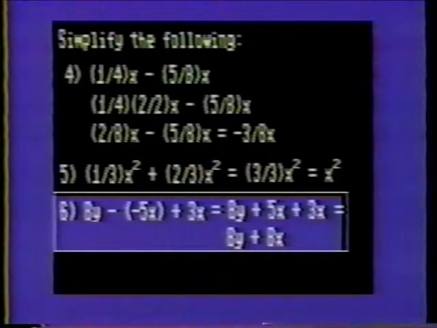Number 6. 8y minus negative 5x plus 3x. First, change the sign of minus negative 5x to get positive 5x, because an even number of negative signs results in a positive number. Because only 5x and 3x have the same literal coefficient, these are the only terms which can be added. 5x plus 3x is 8x. Therefore, the solution is 8y plus 8x.